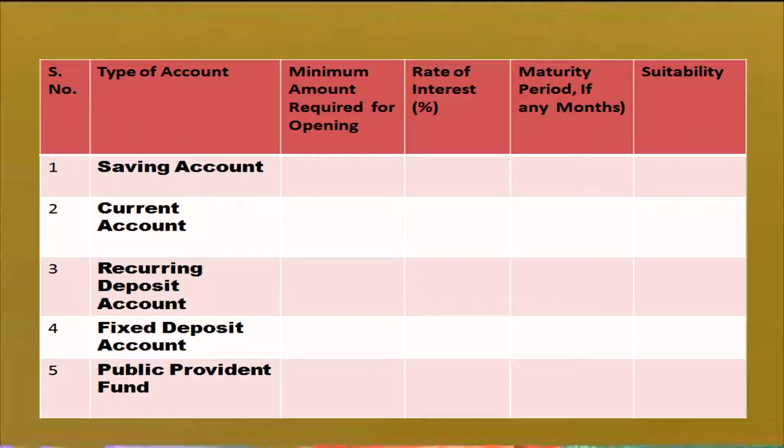Current accounts are operated by the business persons because there is no restriction on the number of withdrawals. There is no minimum amount that is required to be maintained in the current account. Recurring deposit account, that is, every month some amount is to be deposited and its maturity period will be 1 year, or it should be continued for 1 year or 5 years, like that.